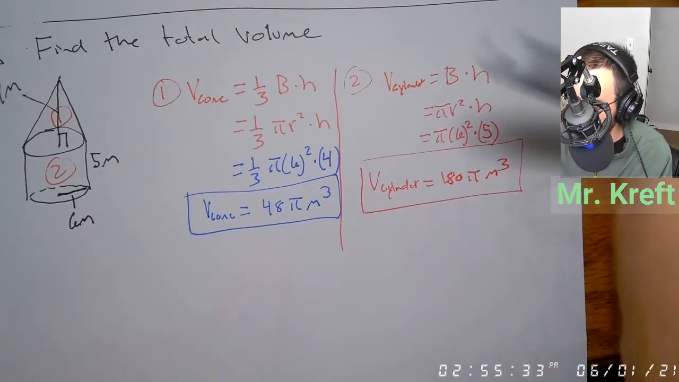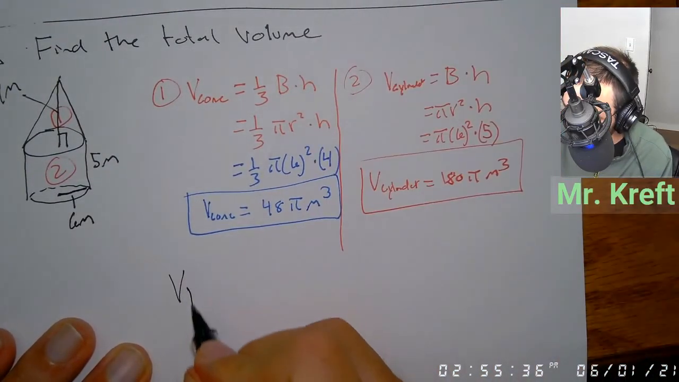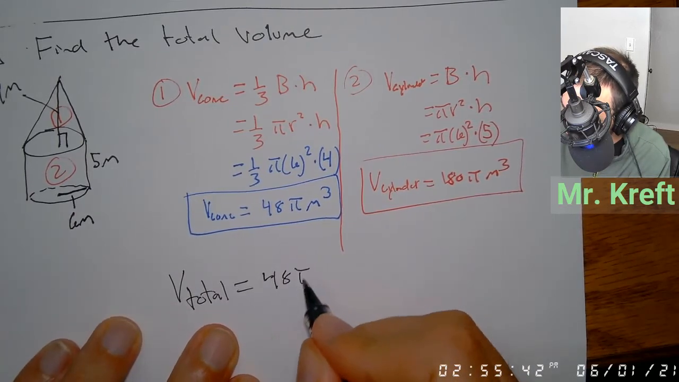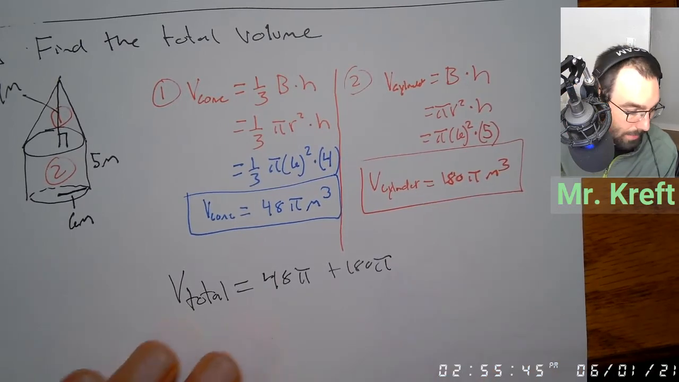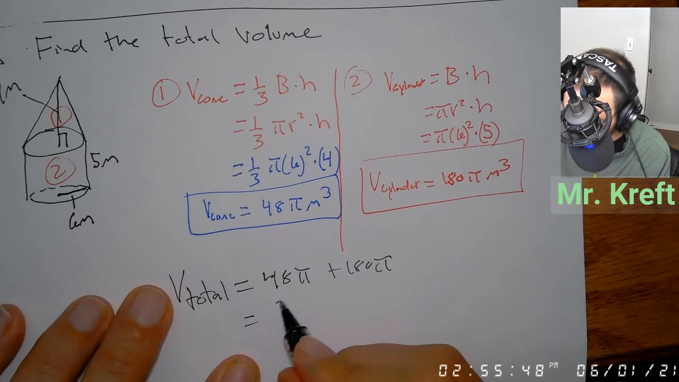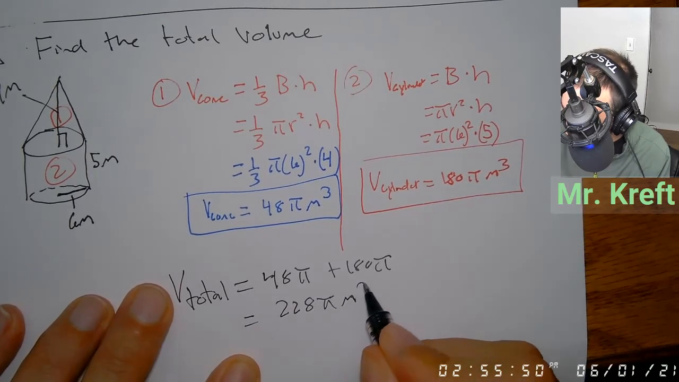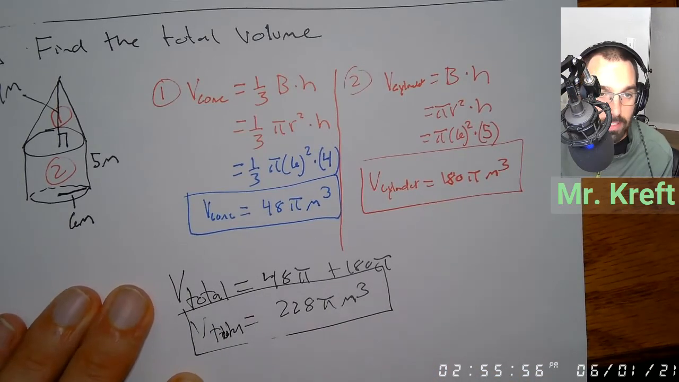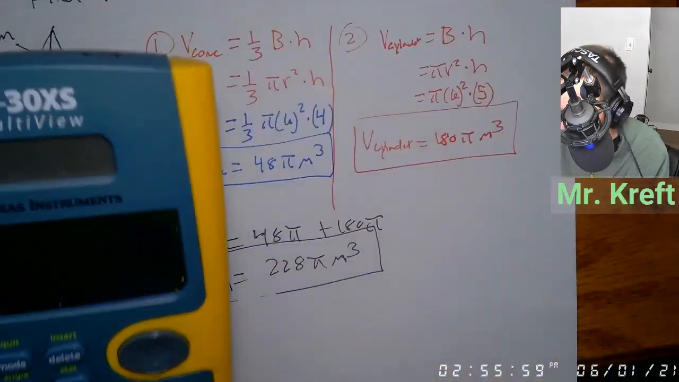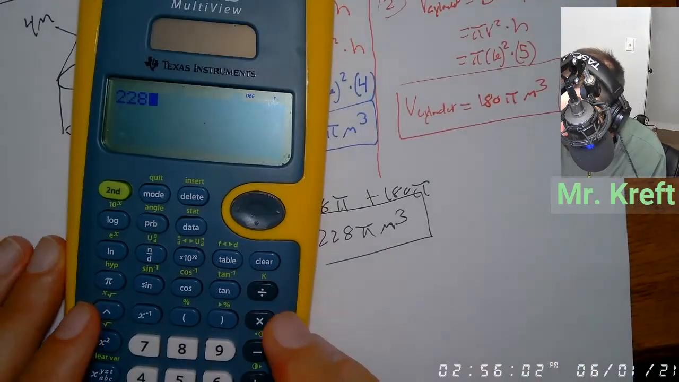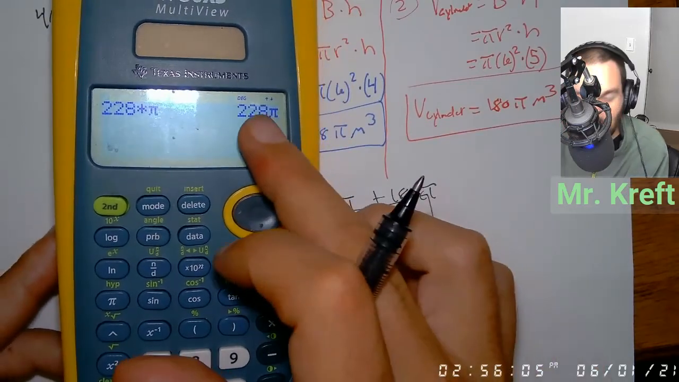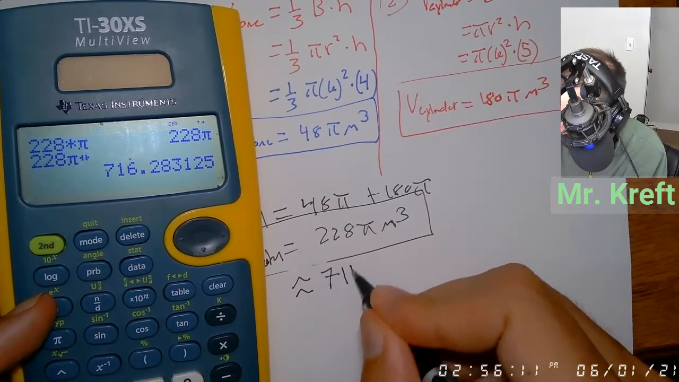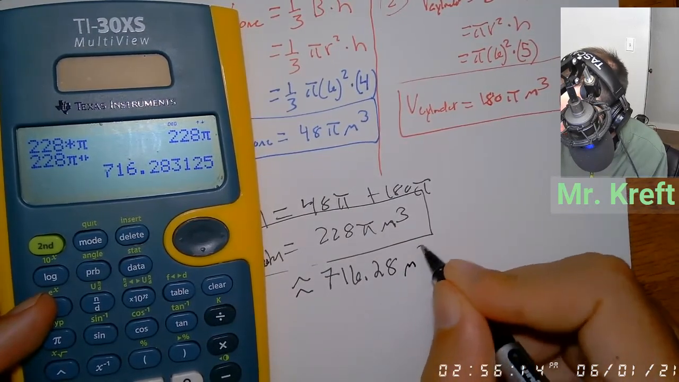Okay, so I've got the volume of my cone and the volume of my cylinder. So the total volume is going to equal 48 pi plus 180 pi. If I add those together, that's 228 pi meters cubed. So that is my exact answer. Now, if you didn't want an exact answer, I would get 228 times pi. My calculator asks, do you want the exact answer, and I say no, I don't. And I say that's about 716.28 meters cubed.